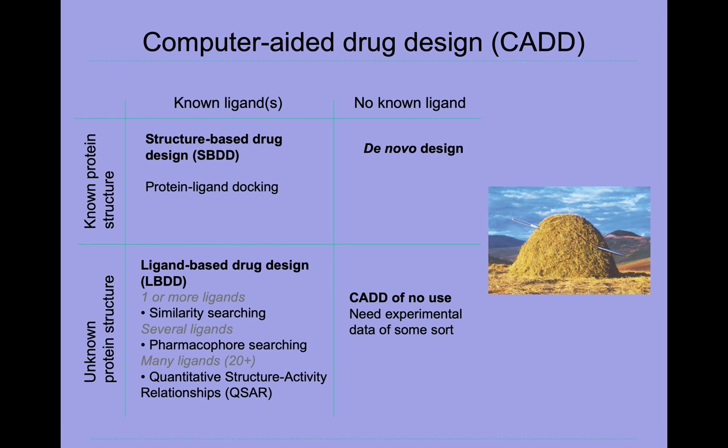Basically, this is computer aided drug design. We have different options in CAD, or computer aided drug designing. If we know the ligand and we know the structure of the protein as well, then we can go for structure based drug design. If we don't know the ligand, we will go for de novo design. And if we know the ligand and don't know the structure of the protein, then we can go for ligand based drug designing, and so on.